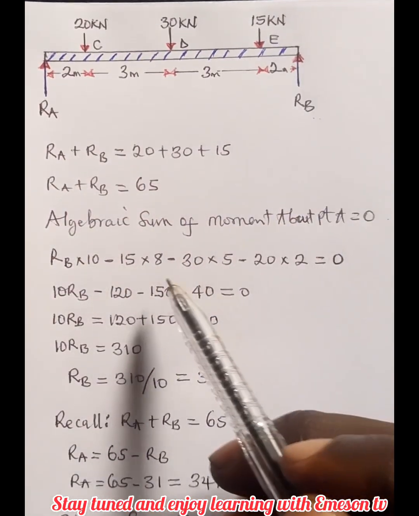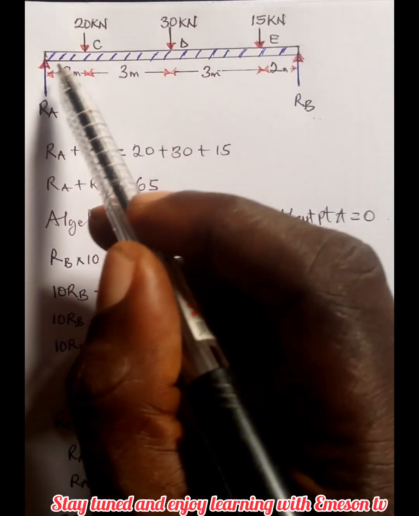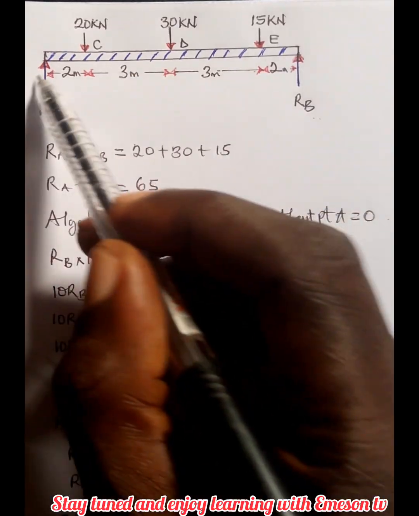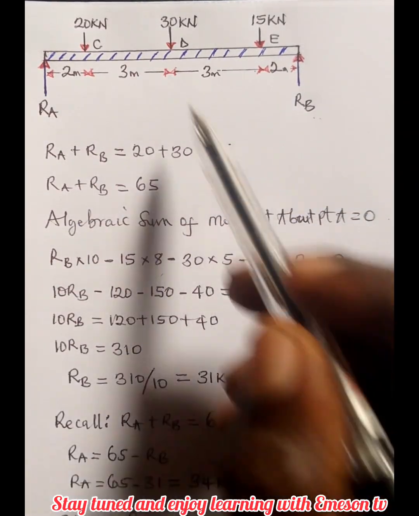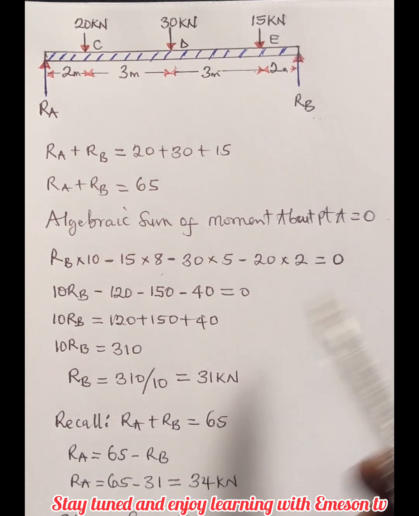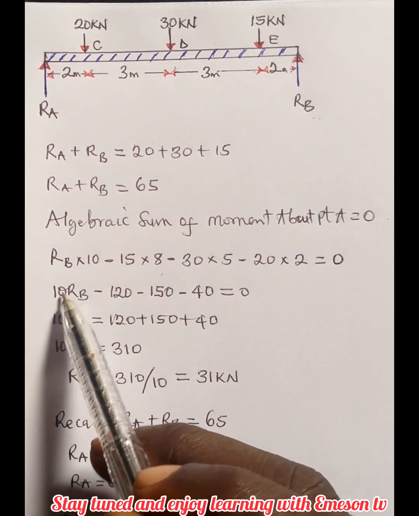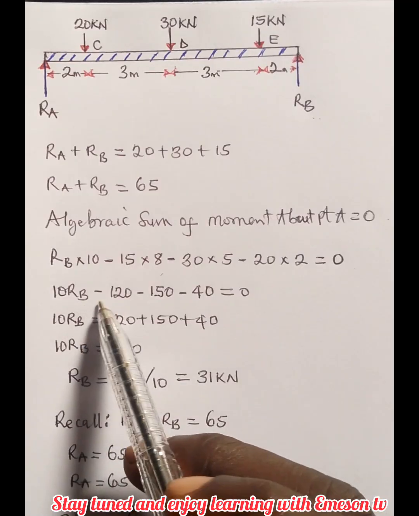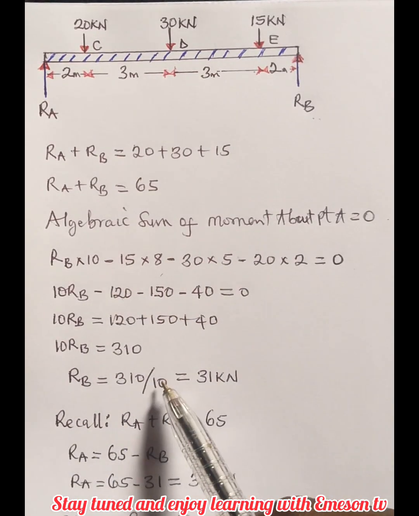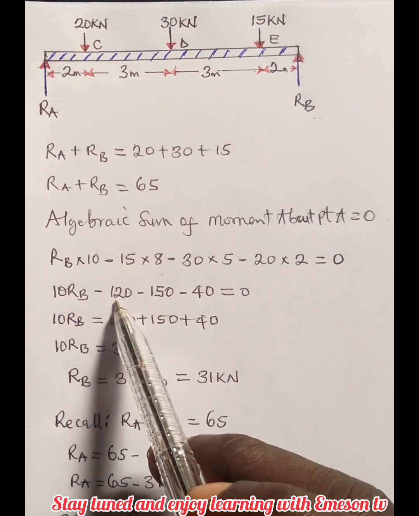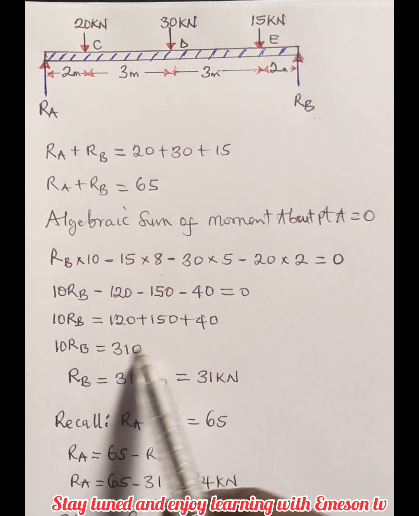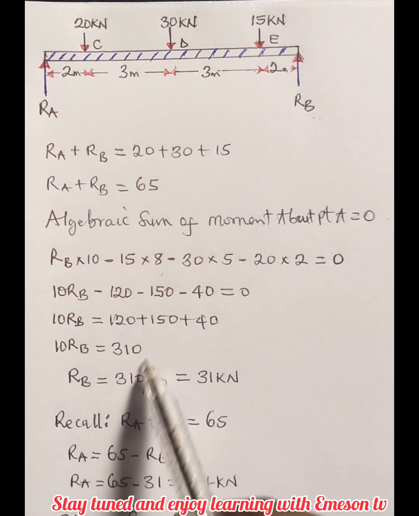Then 15 will multiply, 15 is in this form, clockwise, so I'm using negative, multiplied by the distance from this point to this point, which is 8. 30 is the same thing, and all of it will amount to what? 0. So 10 R_B minus this times this, minus this times this, and so on. Finally I take all this to the other side. I have this. So 10 R_B is equal to 310.